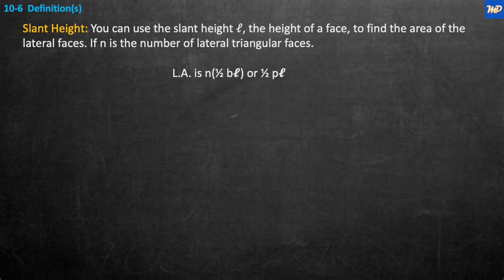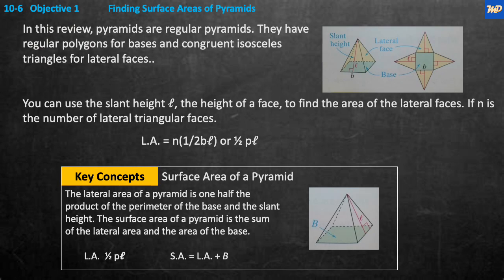So before we get started, let's look at our definition. Slant height. You can use the slant height, it's L, for the height of a face to find the area of lateral faces. If n is the number of lateral triangle faces, you can multiply it.